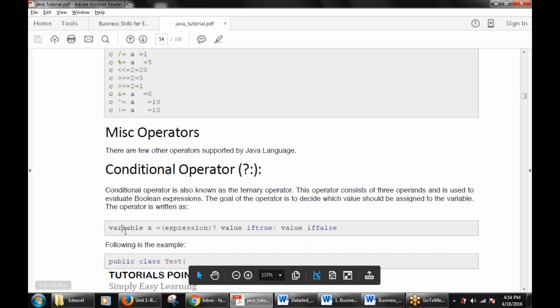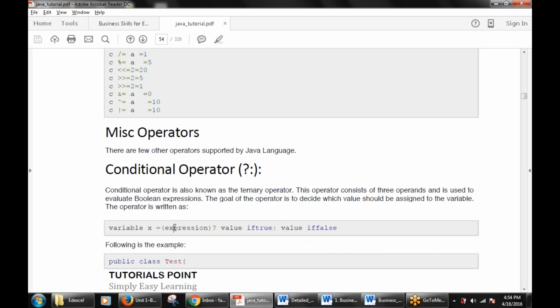Now for example, I'm taking the variable as x. Now equals to the expression, that is a statement, the same expression as we give in the various loops, like while loop, do while loop. That is variable x equals expression. Then there is a question mark. Then whatever value is given when the output is true, that is the true value. Then there is a colon. Then the false value. That means, first of all, define the variable as int x, int y, and equals to the statement.